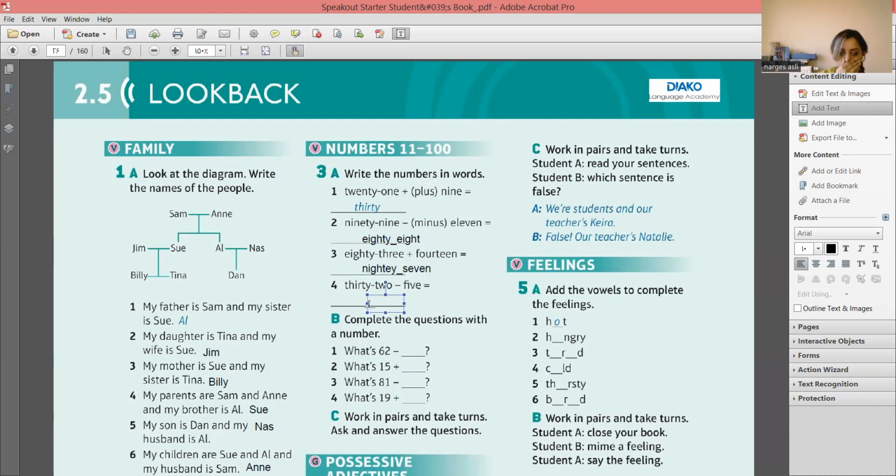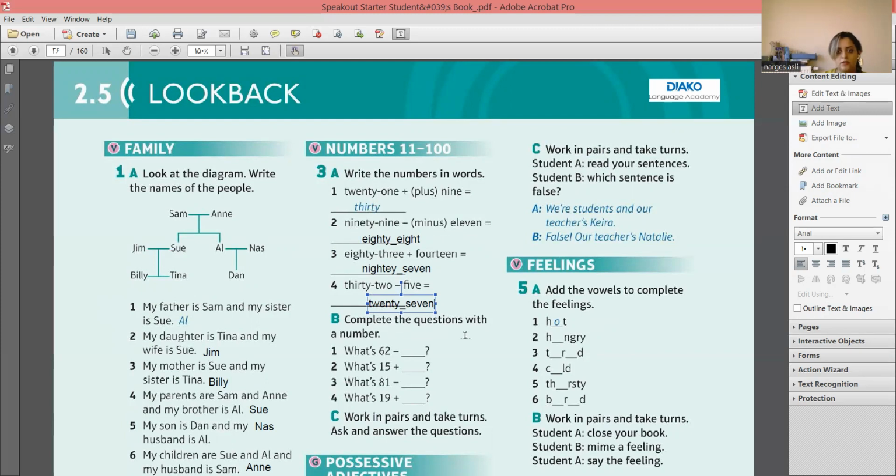32 minus 5، 32 منهای 5، میشه 27. خب شد، 21 plus 9 درست دارم حساب میکنم. اوکی: 21 plus 9 میشه 30. 99 minus 11 میشه 88. 83 plus 14، به اضافه 14 میشه 97. 32 minus 5 میشه 27.